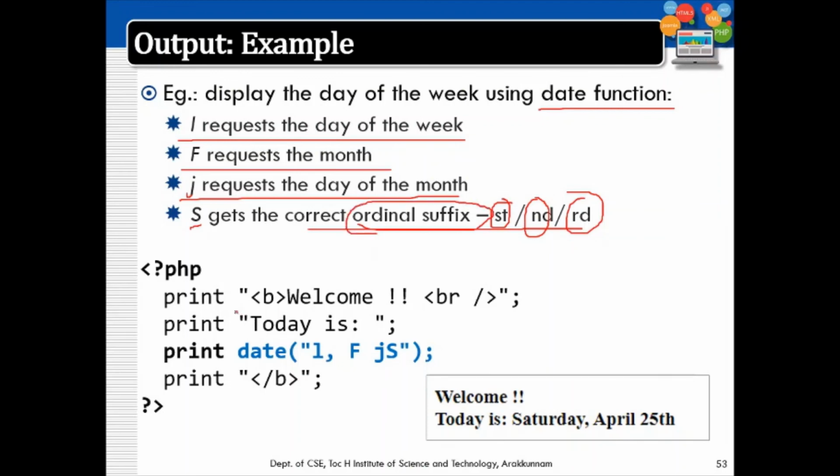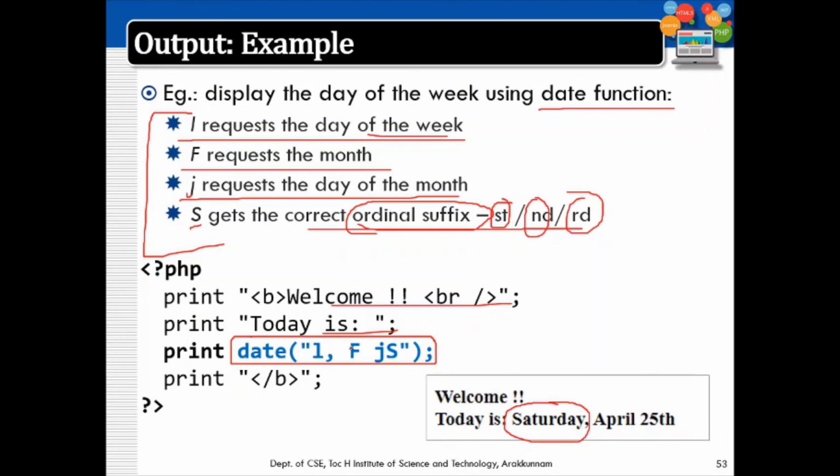So here is an example, just printing some random statements. So here is the example of printing the date. These are the parameters which we explained here. So L will be giving the day of the week. You can see today is Saturday, day of the week is Saturday.